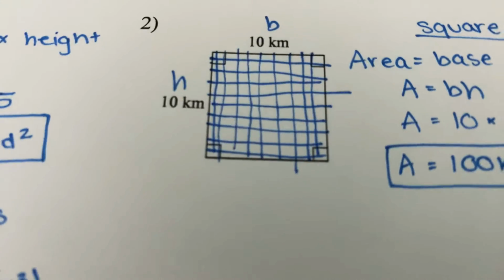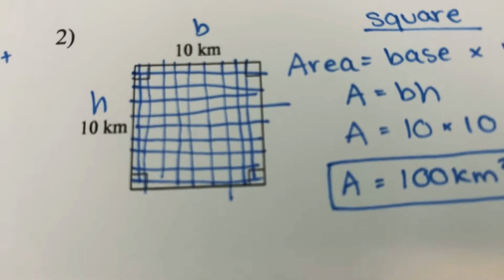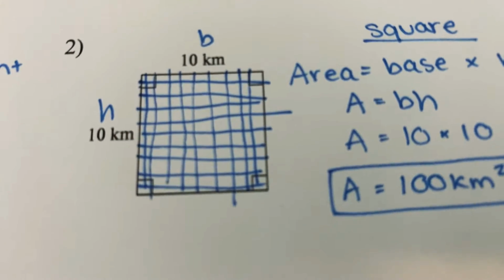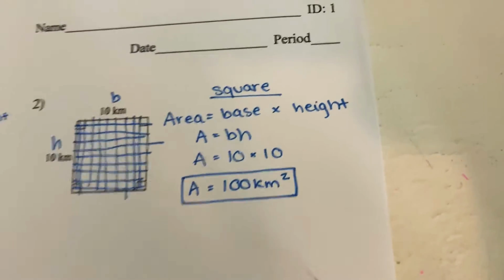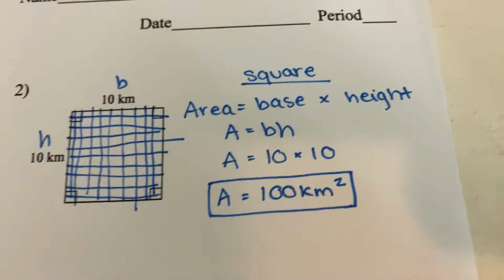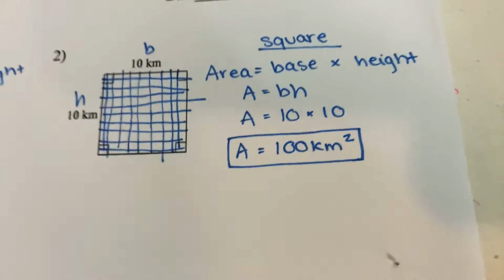And if I counted every square, and let's again pretend they're all the same size, there would be 100 squares in that shape. And that's why you've got 100 kilometers squared, okay? Because you're going to have 100 squares in that shape. So that's a square. And then guess what?